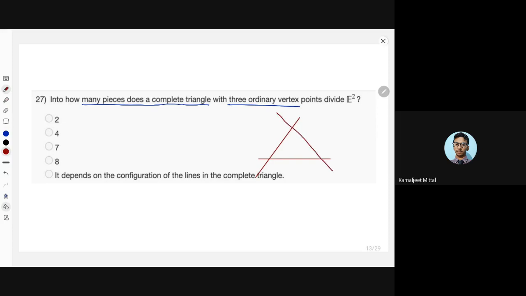Okay, so this is your triangle, where all 3 points ABC are in R2, are ordinary points. Everything is lying inside R2. Now the question is, how many regions does it divide P2 into?